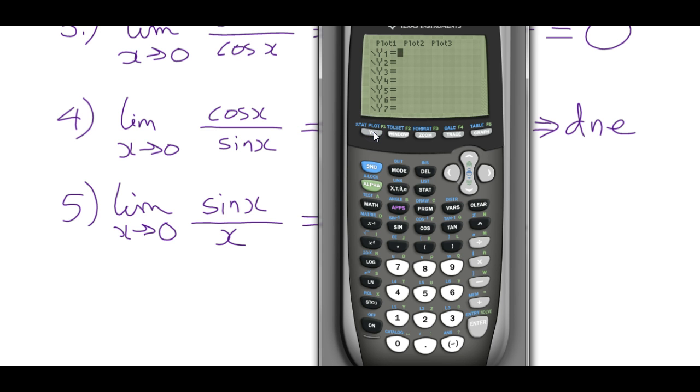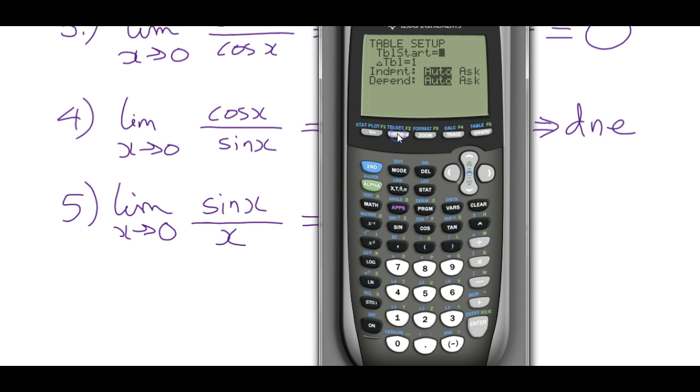So, okay, we could do this, right? We could say y equals sine x divided by x. We could hit graph and see what happens. All right, I don't really see too much in there. Graphing on this is tough, but we can look in the table.